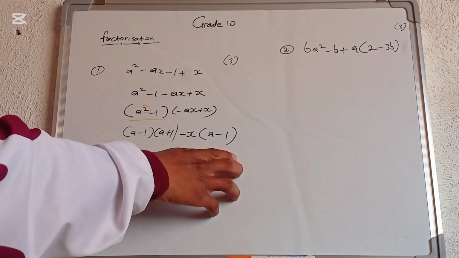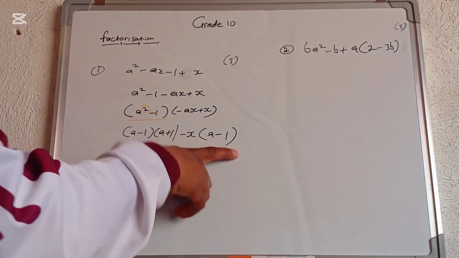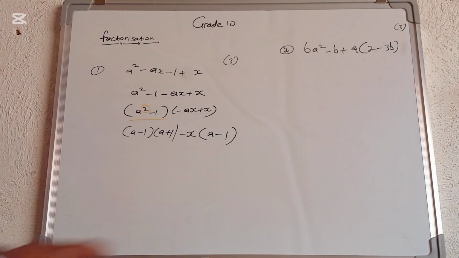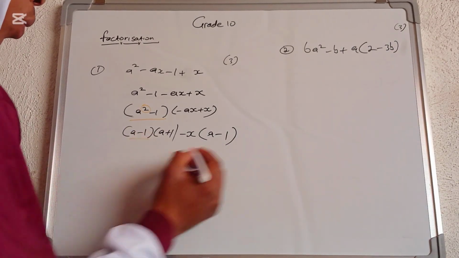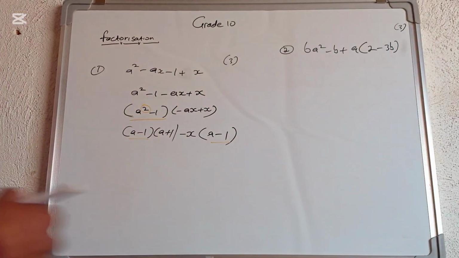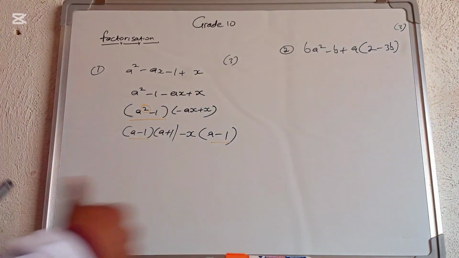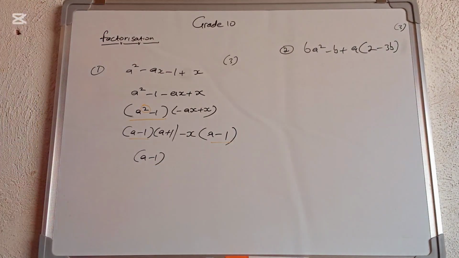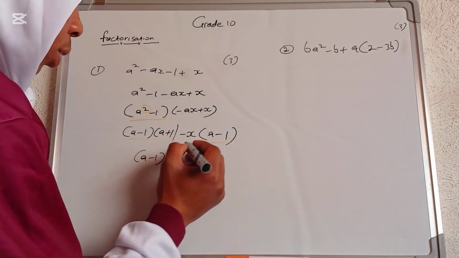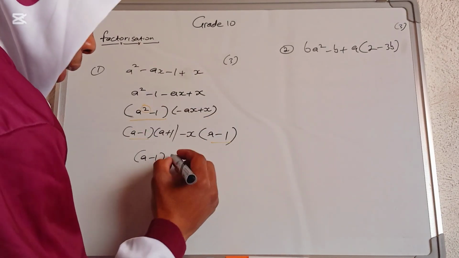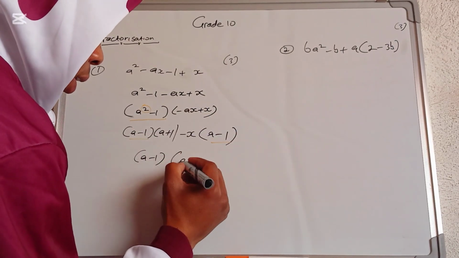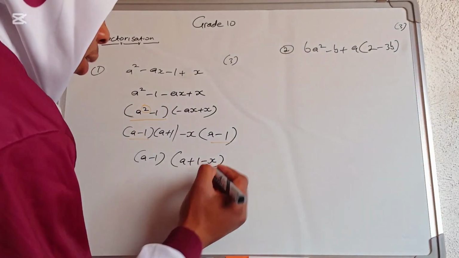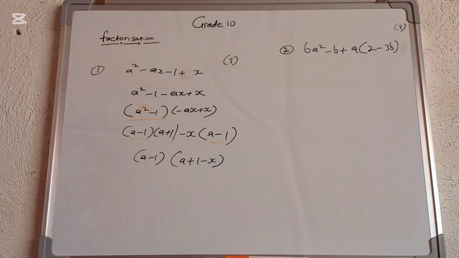When you have reached this step, you now take out another common factor, which is a minus 1, a minus 1. So these two are common. You're going to have a minus 1, whereby you will be left with a plus 1 minus x. So you put these three in the same brackets: a plus 1 minus x. And then we have solved your equation.